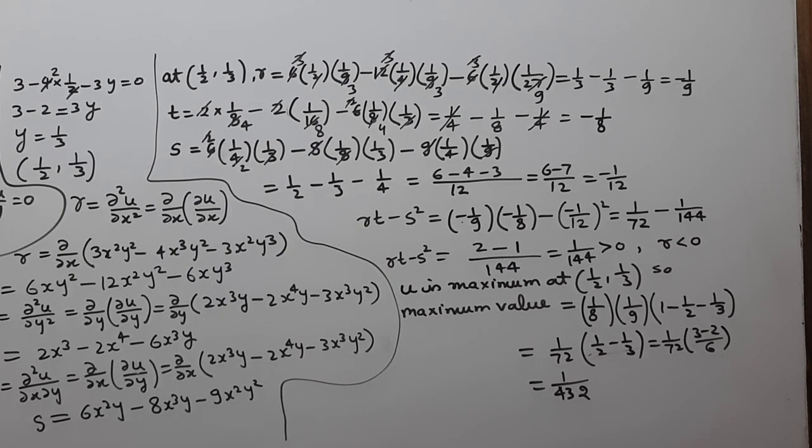At that point, we find the value of r, s and t. After that, we find rt minus s square. If rt minus s square is greater than 0, then we see r is either less than 0 or greater than 0. If r is less than 0, the given function is maximum at that point. If r is greater than 0, then the given function is minimum at that point. Then we put that point in the given function and we get the maximum value or minimum value.